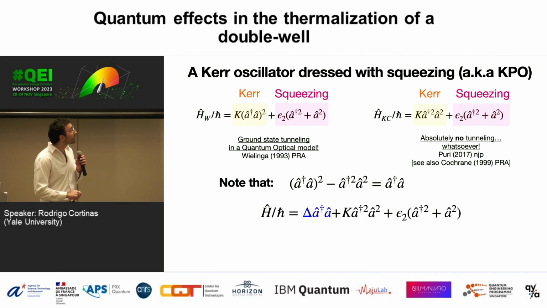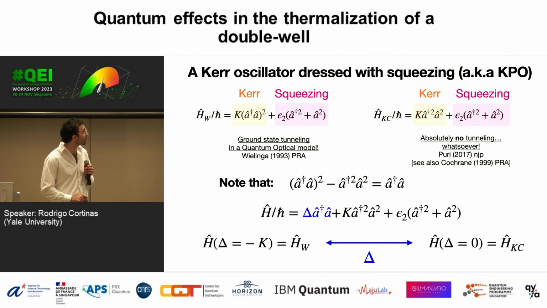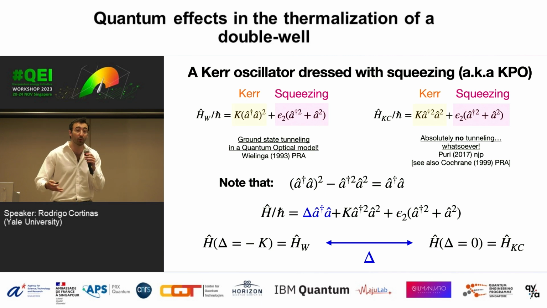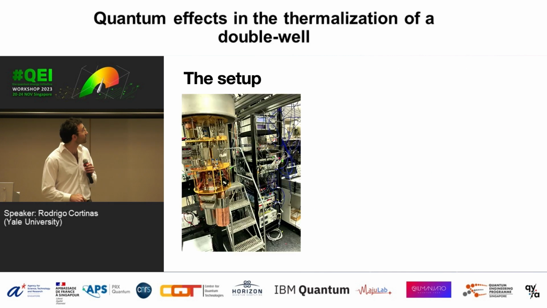So I can look at a different Hamiltonian that looks like this, that will allow me to interpolate in between this Hamiltonian with quantum tunneling and this other Hamiltonian with absolutely no tunneling. We're not talking about the suppression of tunneling, we're talking about the exact cancellation. And then by taking different values of this parameter delta, I can interpolate in between the Villinger Hamiltonian and the Kerr-Cat Hamiltonian. That's how we call our qubit, the Kerr-Cat qubit.